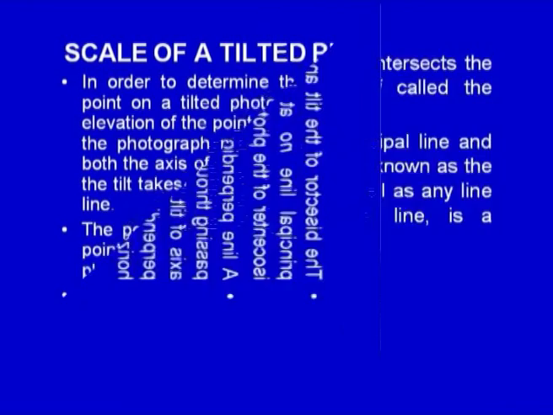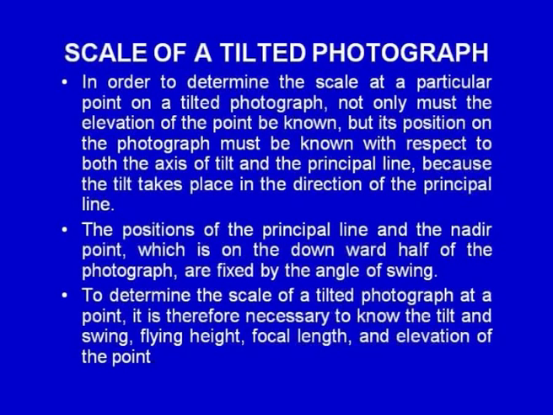So, let us look at the scale of a tilted photograph. In order to determine the scale at a particular point on a tilted photograph, not only must the elevation of the point be known, but its position on the photograph must be known with respect to both the axis of tilt and the principal line, because the tilt takes place in the direction of the principal line. The positions of the principal line and the nadir point, which is on the downward half of the photograph, are fixed by the angle of swing. To determine the scale of a tilted photograph at a point, it is therefore necessary to know the angle of tilt and the swing, flying height, focal length and the elevation of that point.